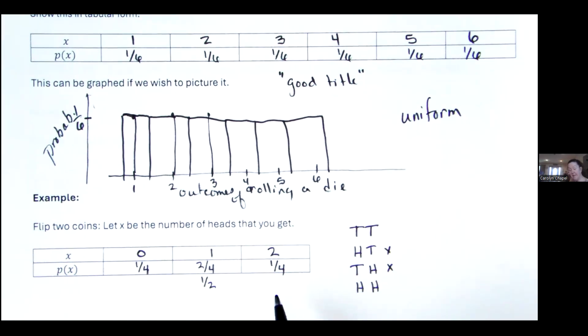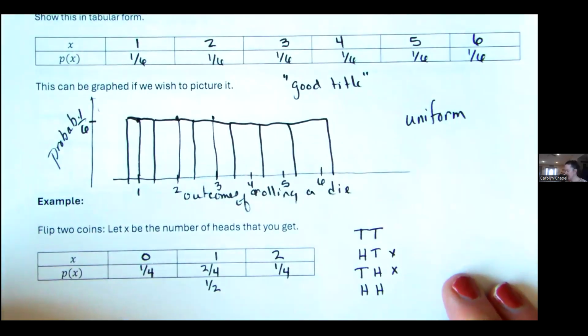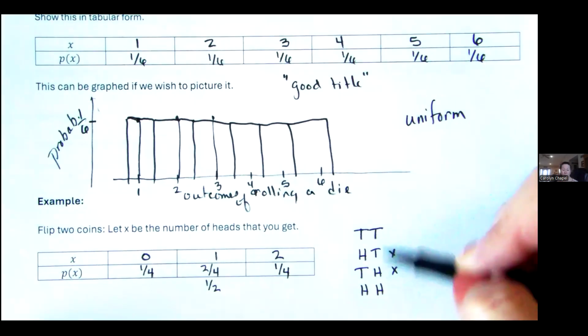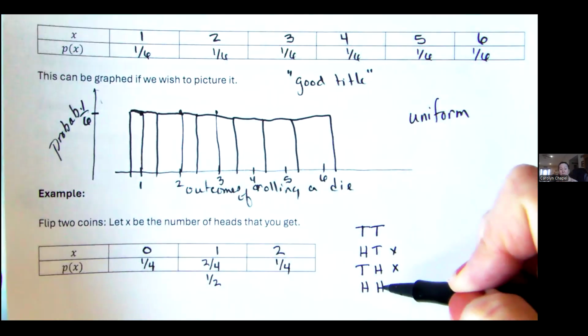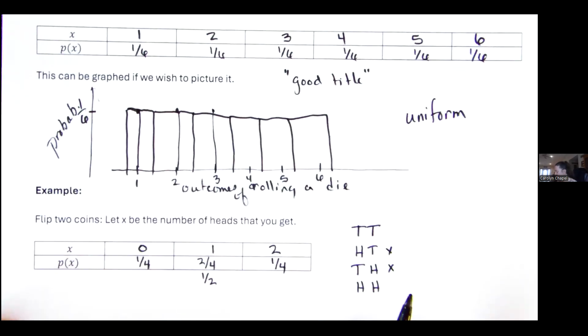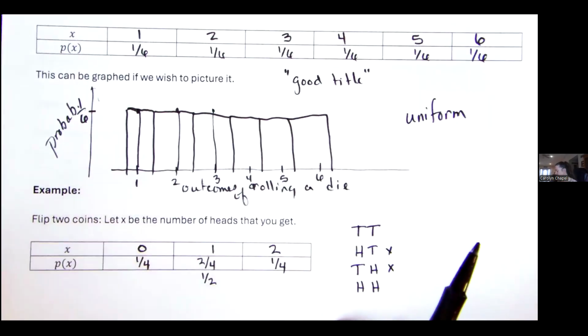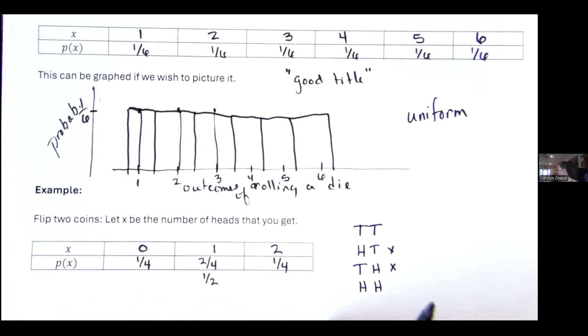Yes, you could do these in decimal form as well. I prefer fractions when we're doing this simply because I can then see where those pieces came from. If I had 0.25 and 0.5, someone would ask, where did you get those numbers from? But I think seeing 1 out of 4, 2 out of 4, and 1 out of 4 is a little bit easier to understand.